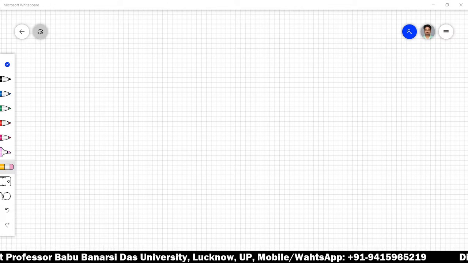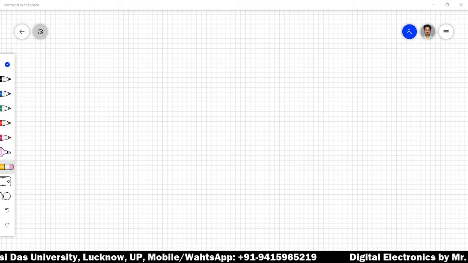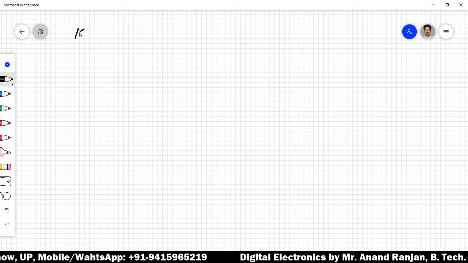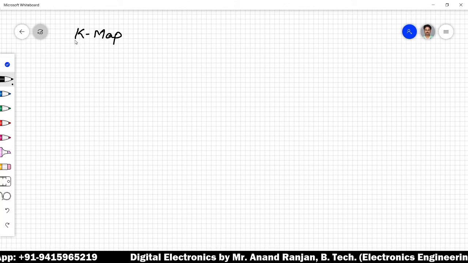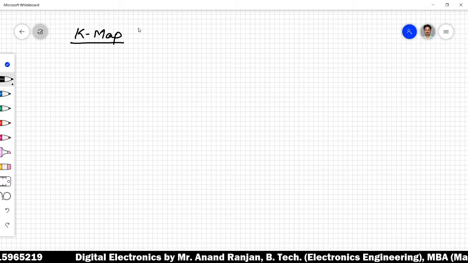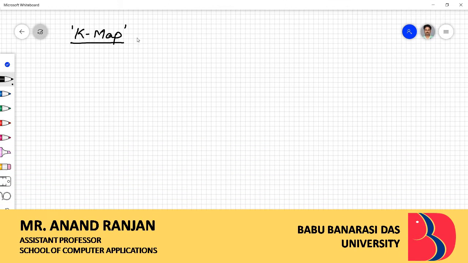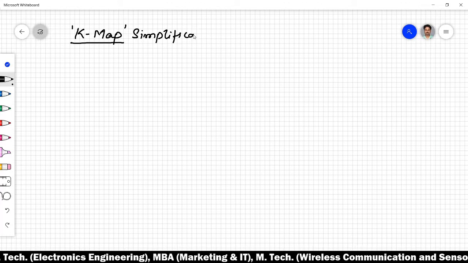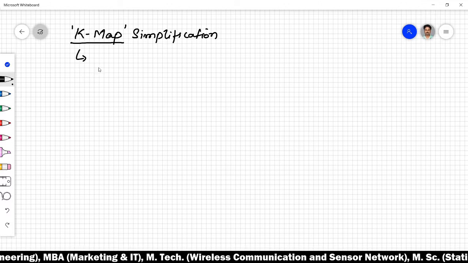Today we are going to discuss a very important and very interesting topic of digital electronics, which is the Karnaugh map. In short, the Karnaugh map is also called the K-map, and we normally use this K-map for simplification. So one popular name is K-map simplification, where K stands for Karnaugh.